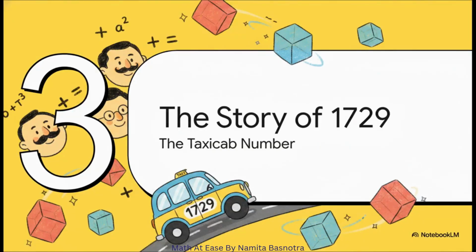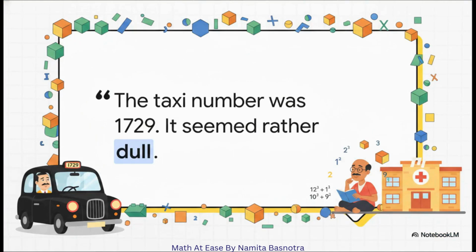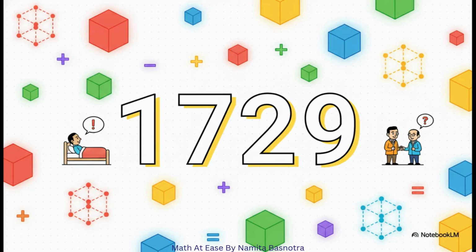And that story brings us to one of the most famous anecdotes in all of mathematics. It involves 2 brilliant minds and the number of a simple taxi cab. So the story goes that the English mathematician G.H. Hardy went to visit his collaborator, the self-taught Indian genius Srinivasa Ramanujan. When he got to the hospital, Hardy mentioned that the number of his taxi, 1729, seemed like a rather dull number. But Ramanujan, from his sickbed, immediately replied, "No, Hardy, it is a very interesting number."